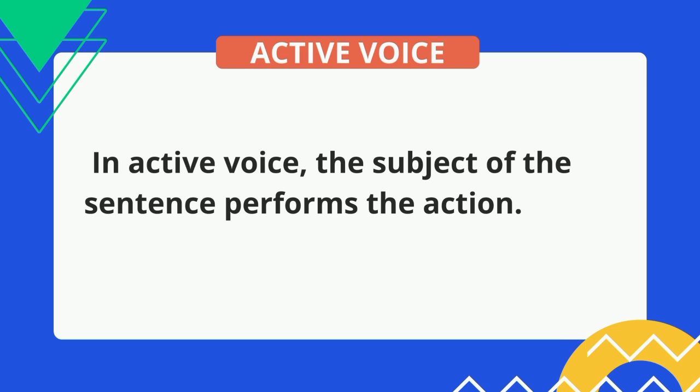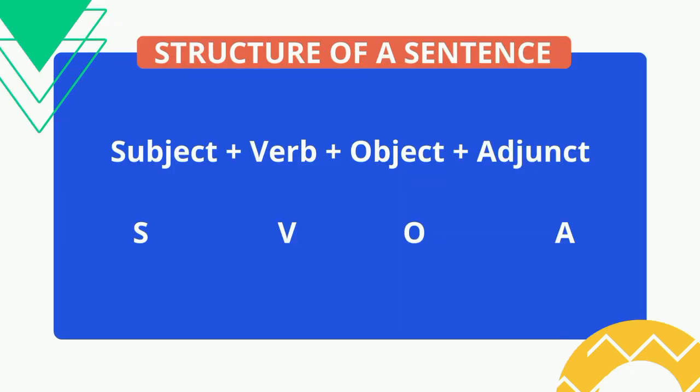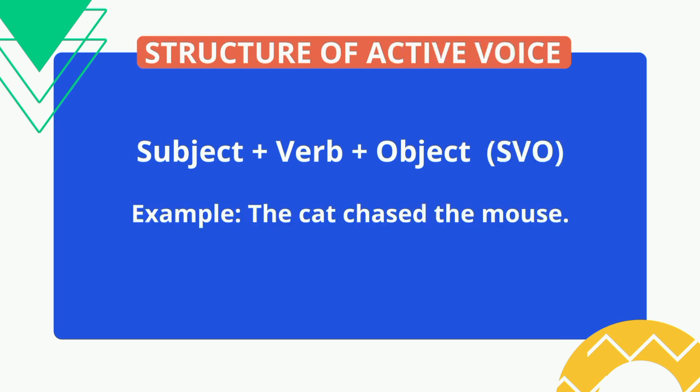Don't forget what the components of a sentence are. We have the subject, we have the verb, we have the object, and we have the adjunct. SVOA. So subject coming before verb. That is what the active voice is. The subject of the sentence performs the action.